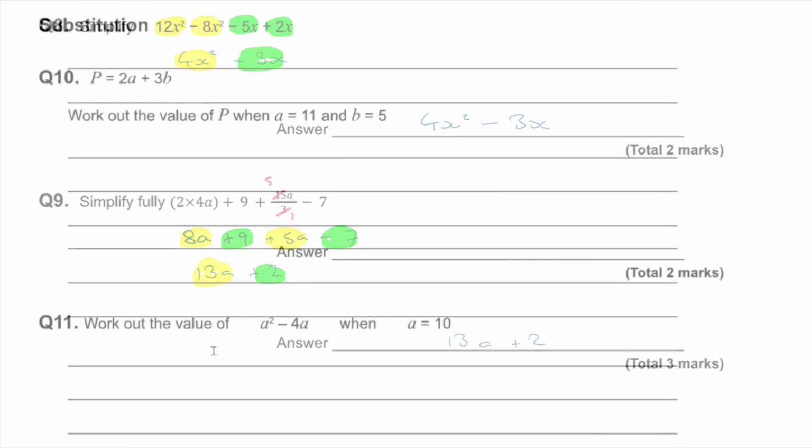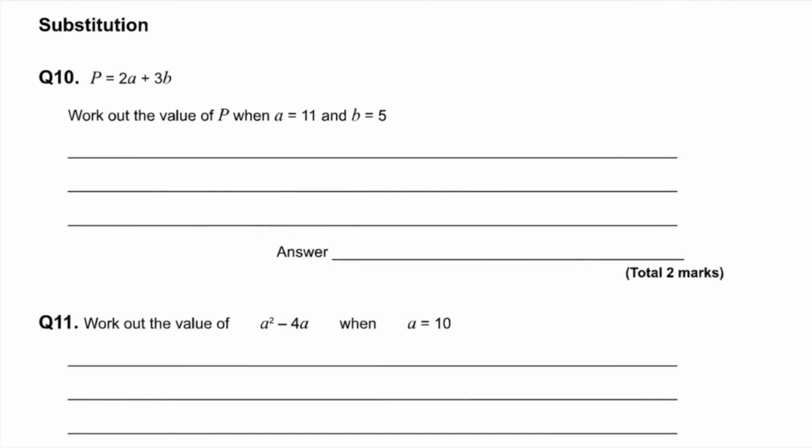13A plus 2. Moving on to substitution, question 10. P is equal to 2A plus 3B. Work out the value of P when A is equal to 11 and B is equal to 5. Okay, so P is equal to 2A, but A we know is equal to 11. So that's 2 lots of 11 plus 3 lots of B, but we know that B is equal to 5. So I'm going to replace that B there with the value 5. So that's 2 lots of 11 plus 3 lots of 5.